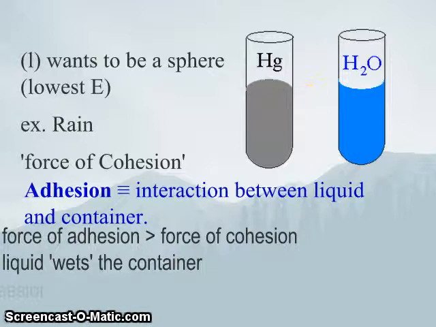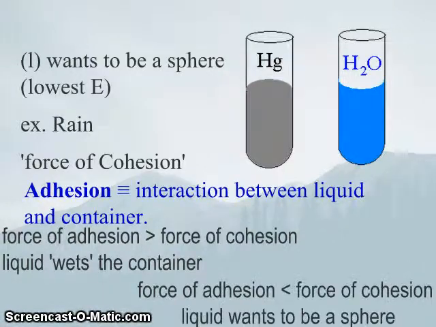However, if the force of adhesion is less than the force of cohesion, then the liquid acts as a sphere. And so, for example, the liquid mercury would rather be attracted to itself than to the container. So the meniscus in mercury in glass is actually inverted.